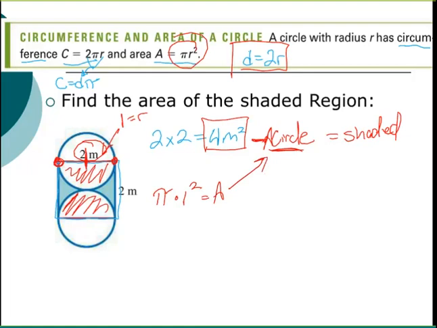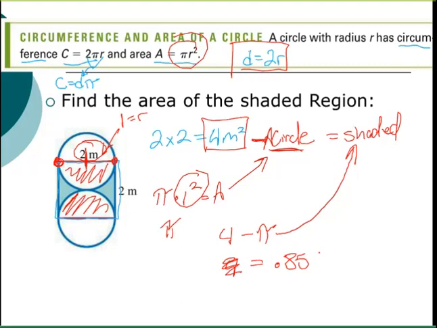Really it's just pi, because anything times 1 is just itself. So if I take 4 and subtract pi, that would give me the area of the shaded part. If I do that on my calculator, 4 minus pi, or 3.14, so where's my pi button on my calculator? There we go. That gives me 0.858, which is the area left over by the shaded region. Okay, so 0.858.